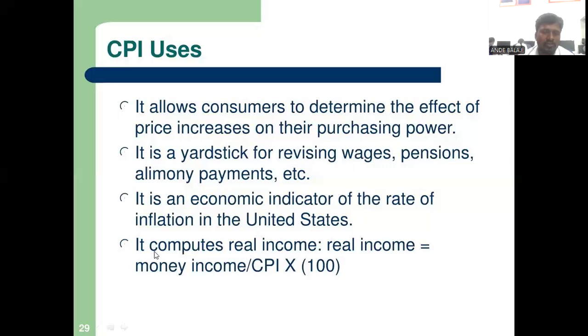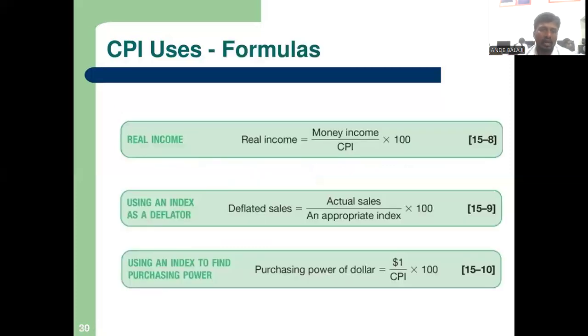The next use is that it computes real income. Real income equals money income divided by the consumer price index, times 100. This is the formula we have for calculating with the consumer price index number. Number one is real income, using the index number as a deflator, using the index number to find purchasing power. If you want to calculate real income using the consumer price index number, it is money income divided by CPI times 100.